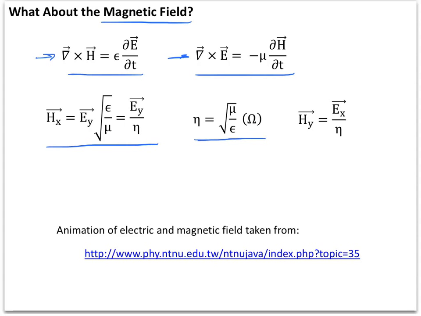We also know that magnetic fields and electric fields are orthogonal to one another, so y components of E give you x components of H. Similarly, x components of E give you y components of H. And now let's take a little dive into an animation of electric and magnetic fields so we can understand and see what these look like with a moving plane wave with orthogonal electric and magnetic fields. If you'd like to follow along and play with this animation yourself, this is the website I got it from.